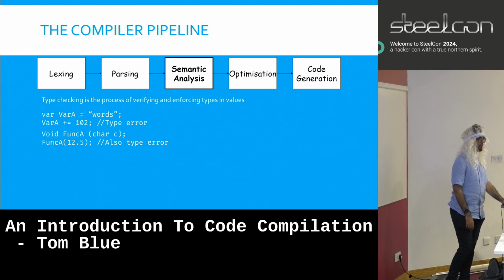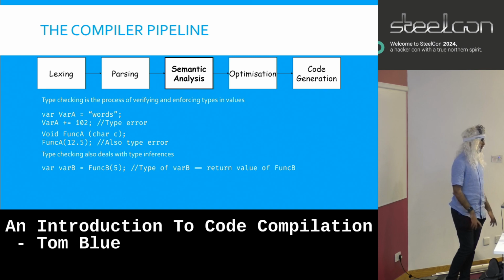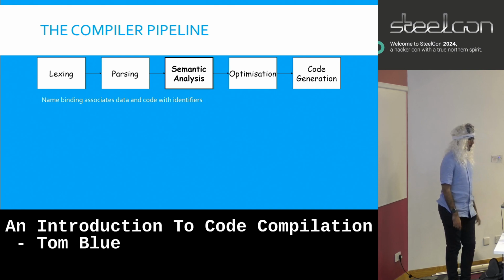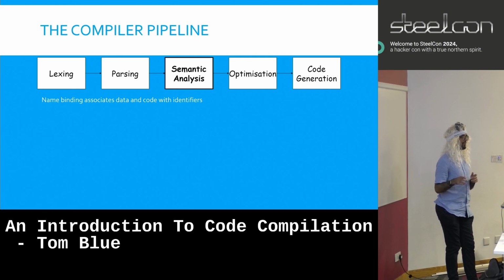And type checking also deals with type inference. So let's say we have var b equals func b 5. The type of var b is the return value of func b, but at this point in the pipeline, we don't know what func b returns, which is where name binding comes in. Name binding associates names to data, and so in the example of func b, it'll associate the return value of func b to the name func b. So when func b appears, type checking can correctly infer what type will come out of func b.